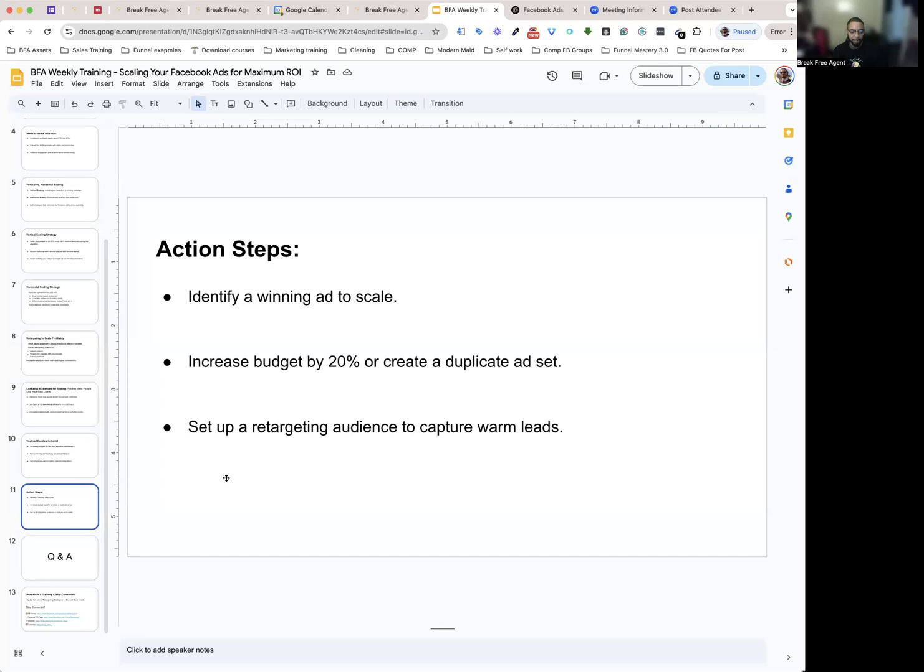And then set up a retargeting audience to capture warm leads. Hold off on this because this can get kind of tricky. So don't really worry too much about that. We'll go through how to set up a retargeting audience on another training. But these first two, try that.